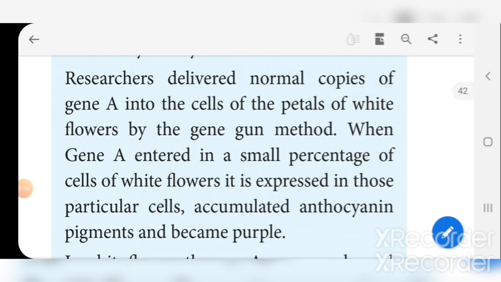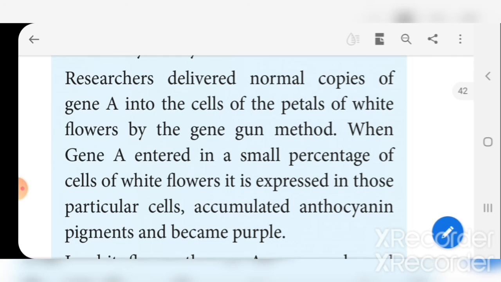Researchers delivered normal copies of gene A into the cells of the petals of white flowers by the gene gun method. They delivered them into petals, not sepals; petals are the colorful parts. The gene gun method is a method in which foreign particles can be sent into plant cells.